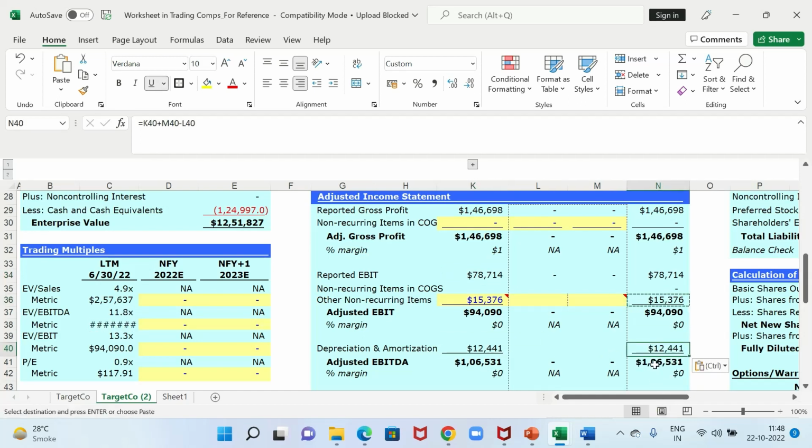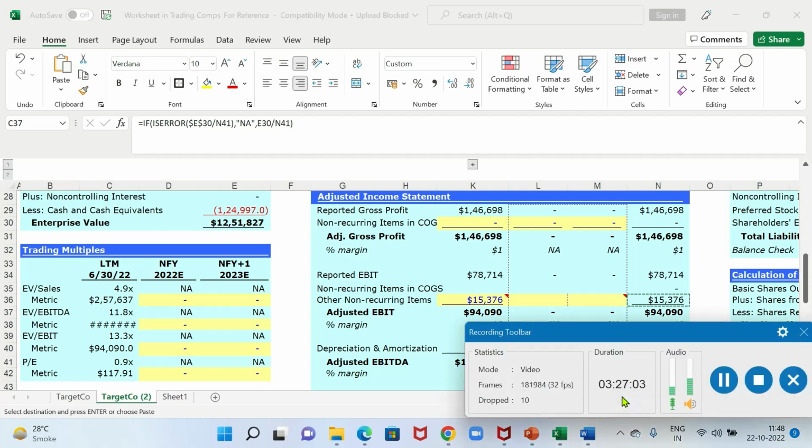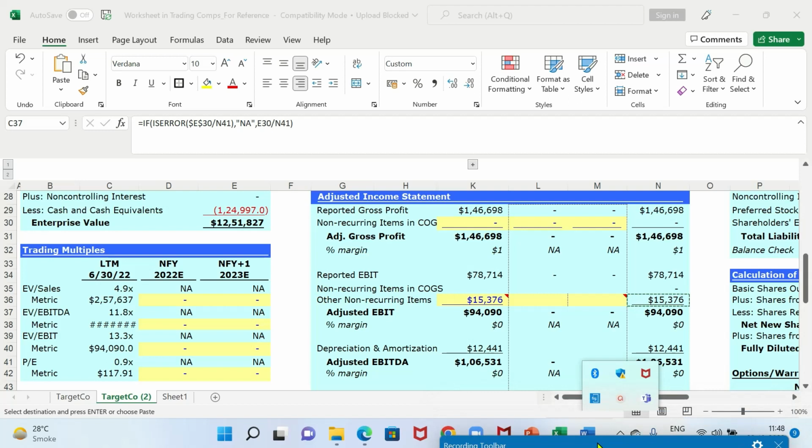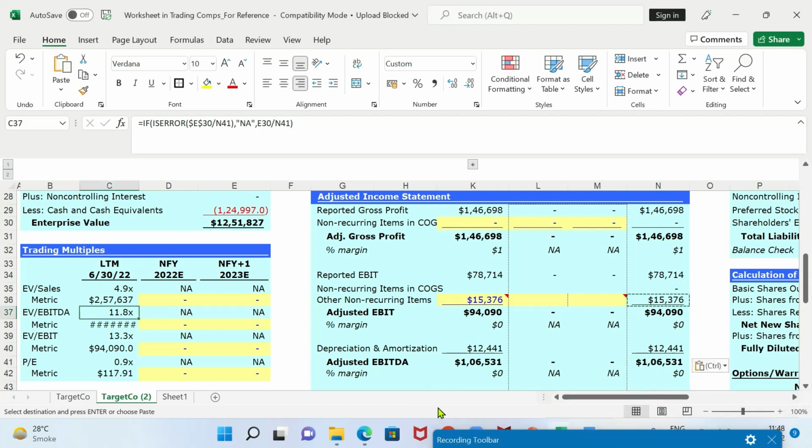There's a problem with this sheet. It could not be the same. Will the EV by EBITDA multiple always be higher or lower than EV by EBIT? Anyone? Lower. Sir, higher. Why? Because in EBIT we are considering depreciation and amortization, so the denominator will be less and hence EV by EBIT will be higher than EV by EBITDA.